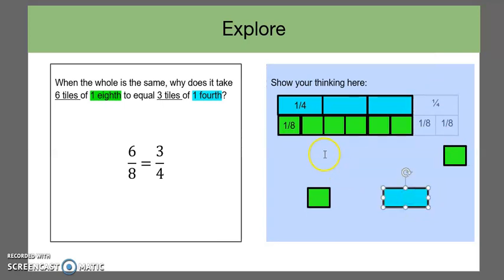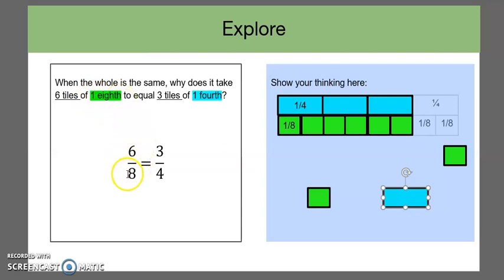Now, if we look at our diagram, we see that it takes 2 1/8 to equal 1 1/4. So 2 of these green tiles equal one of the blue 1/4 tiles. And if we're able to write our fractions, which is provided here, let's look at how we can write those fractions. So to develop 6/8, we look at 6/8 and we see that the green is associated with 1/8.